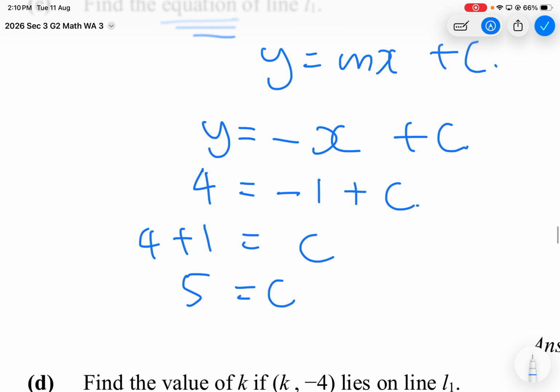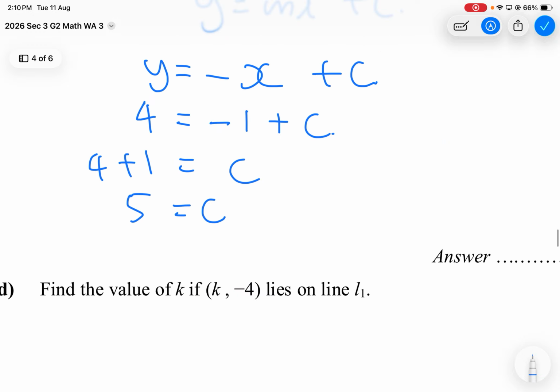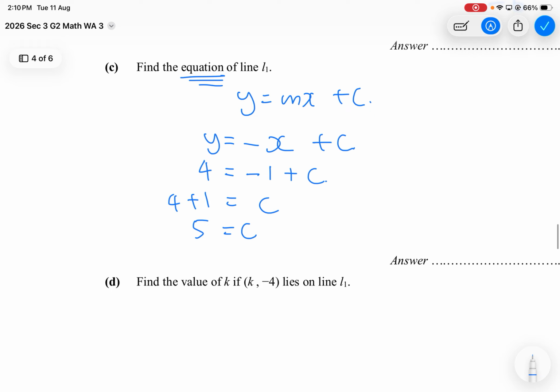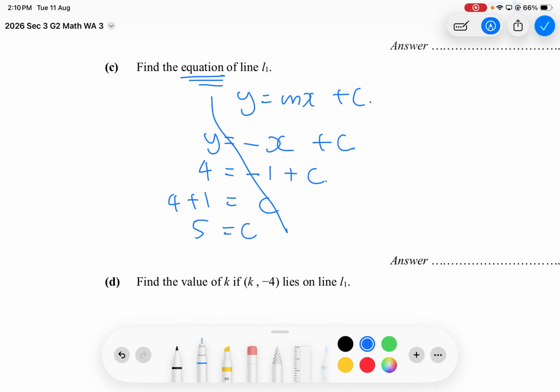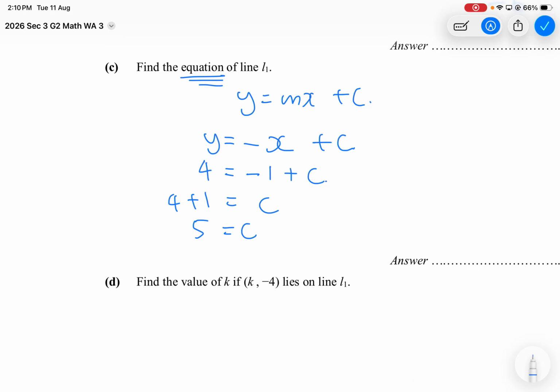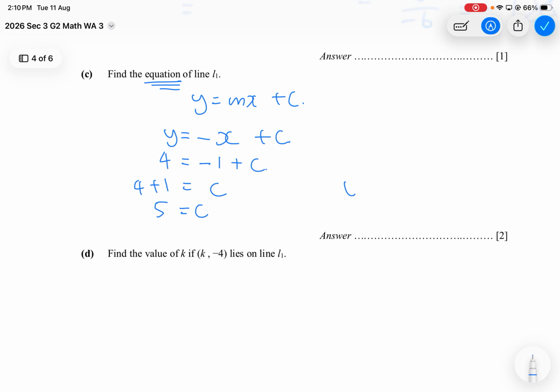Do I do very complicated thing? Add 1 on both sides. I think number 1 thing or number 2 thing you learn in kindergarten. Add 1, add 1. Okay? So after you know C is equal to 5, I can answer the question. The question is, what is the equation? Find the equation. So the equation is y equals to negative x plus 5.